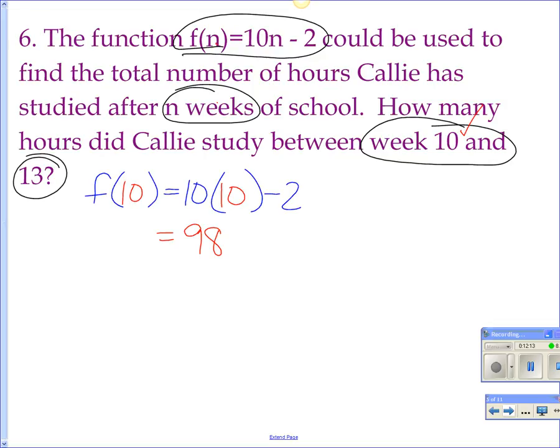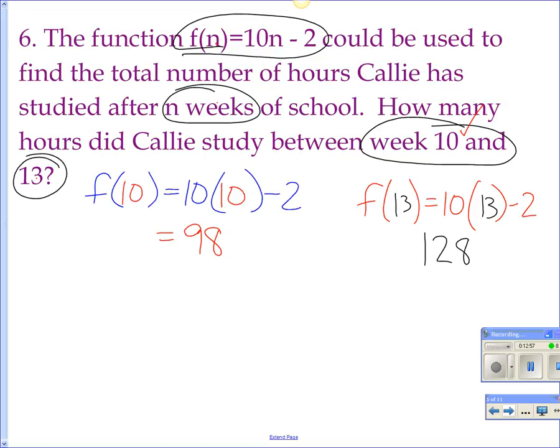We did week 10. They also give us week 13, so we have to do it again. So I'm going to do my frame again. I'm going to do an empty set, 10, empty set of parentheses, minus 2. All right, Joey, this time what number has to go in there? 13. All right, 13 goes in there. Gracie, what do you get for that one? Very good, 128. Okay.